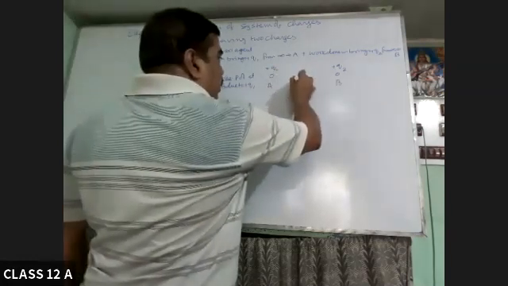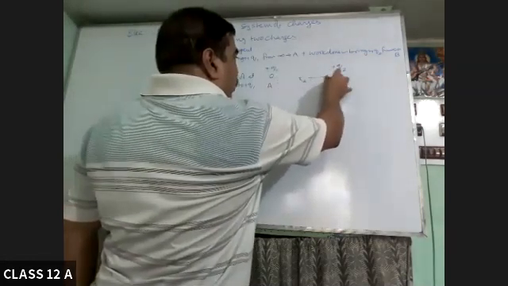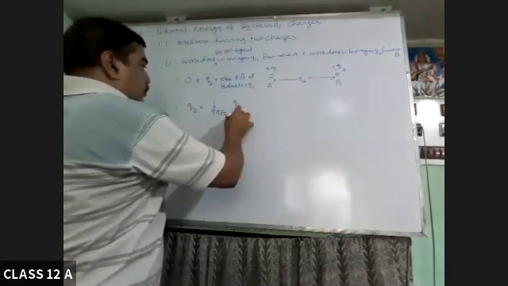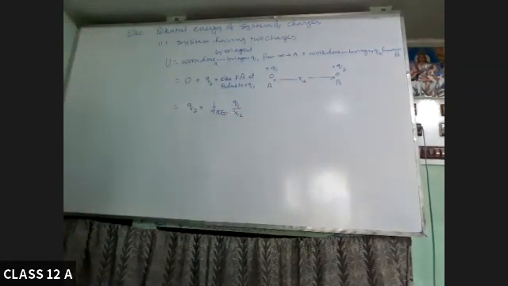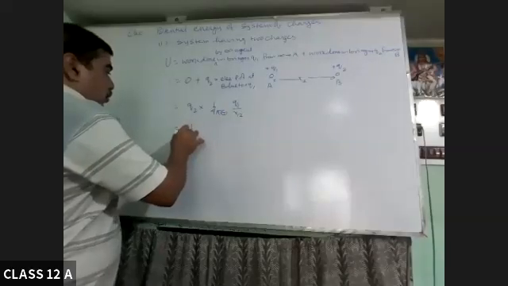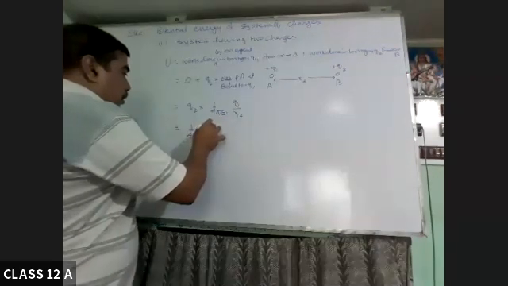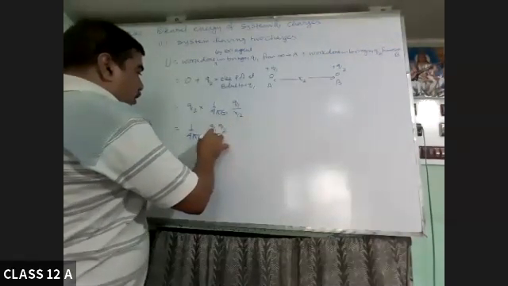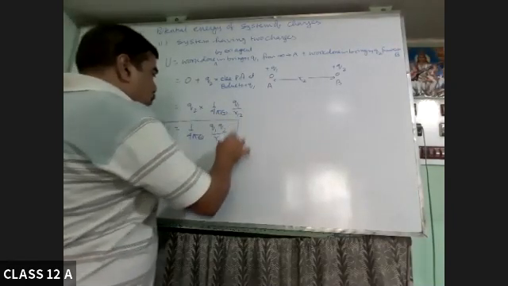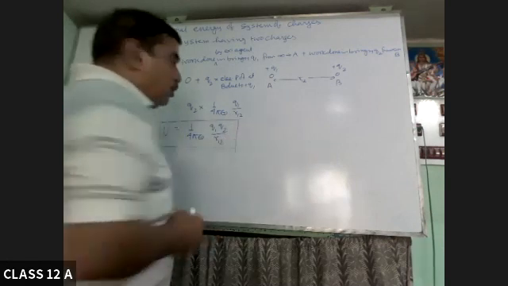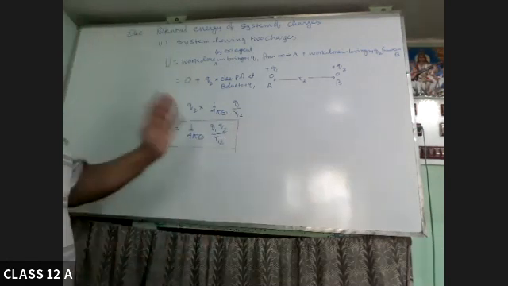Whatever the distance between these two is, suppose this is R12. So this is 1 by 4 pi epsilon naught Q1 Q2 over R12. This we frequently use as the potential energy of a two charge particle system. Frequently we use this formula.